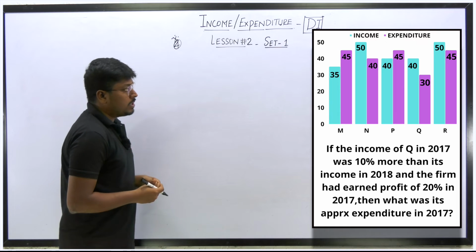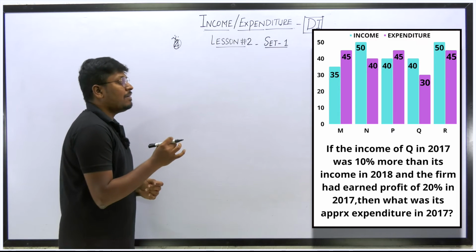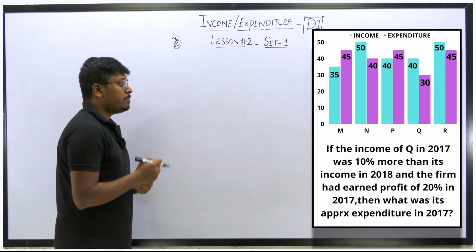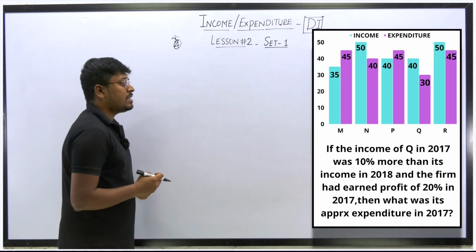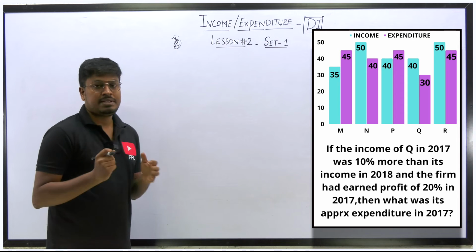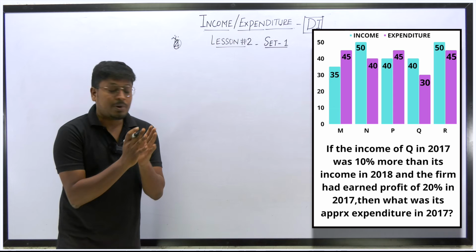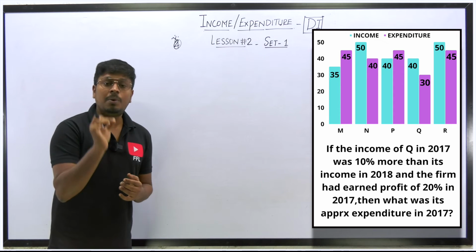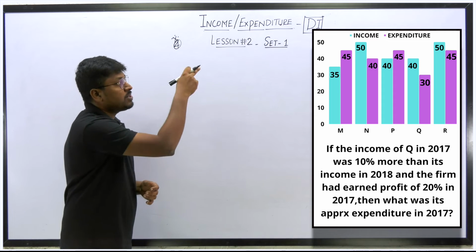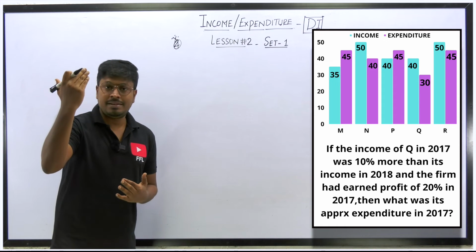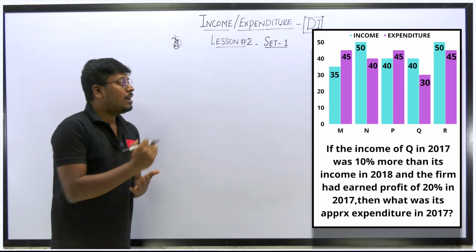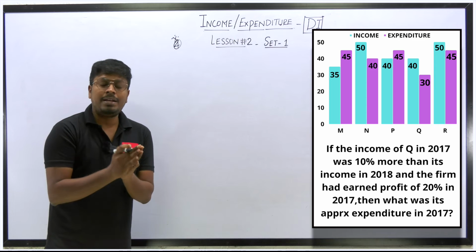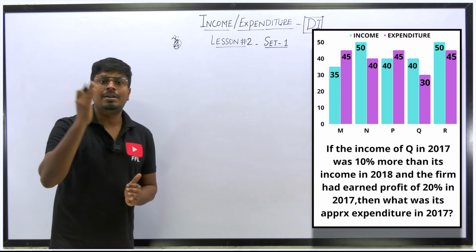So question number 4 is: if the income of Q in 2017 was 10% more than the income in 2018, and the company earned a profit of 20% in 2017, what was the expenditure in 2017? First try to understand what the question is, what values they have given, and what our target is. This complete chart is based on the year 2018. They are talking about the previous year. Got it? So in 2017, company Q is getting a profit of 20%. And our target is to find the previous year's expenditure of company Q.